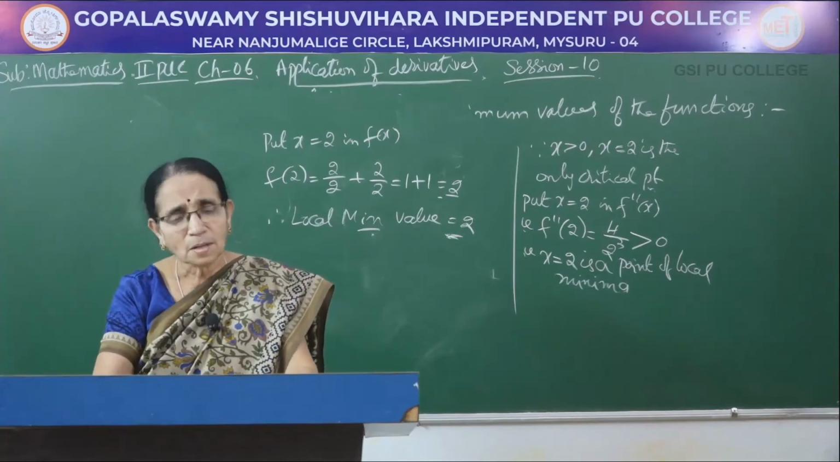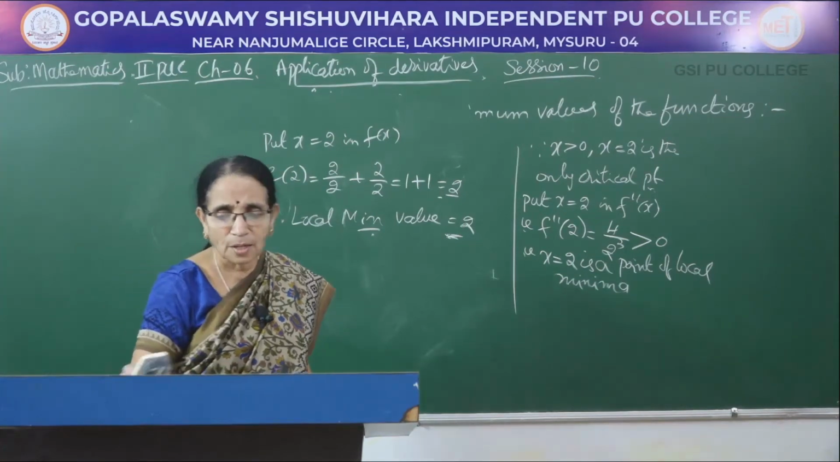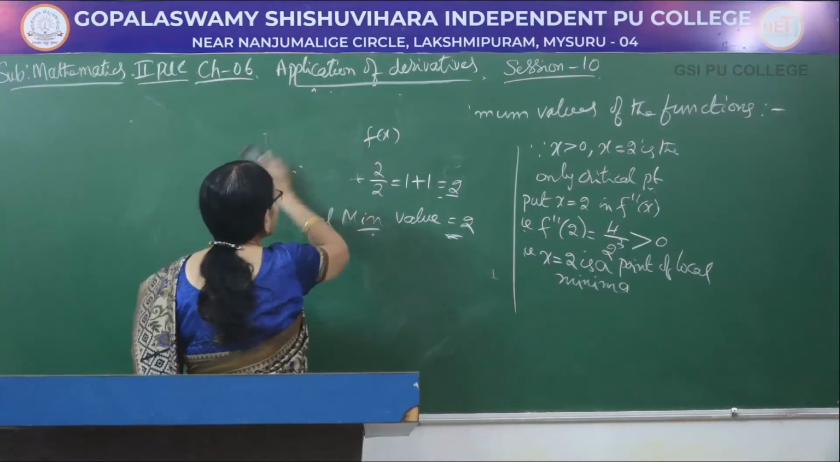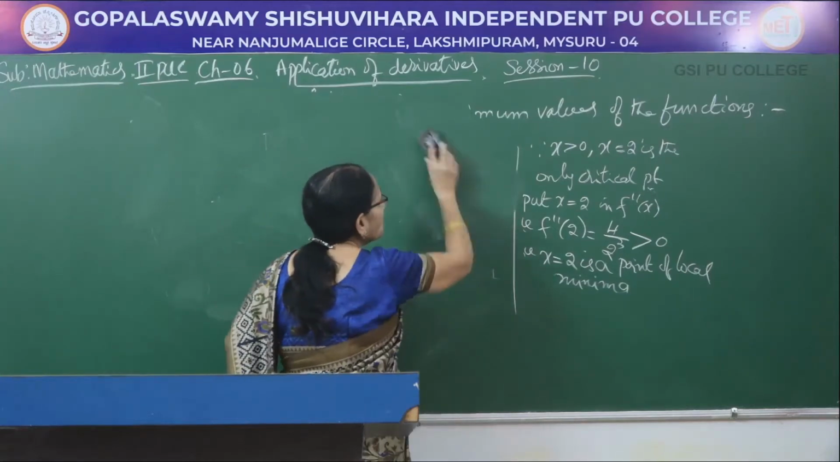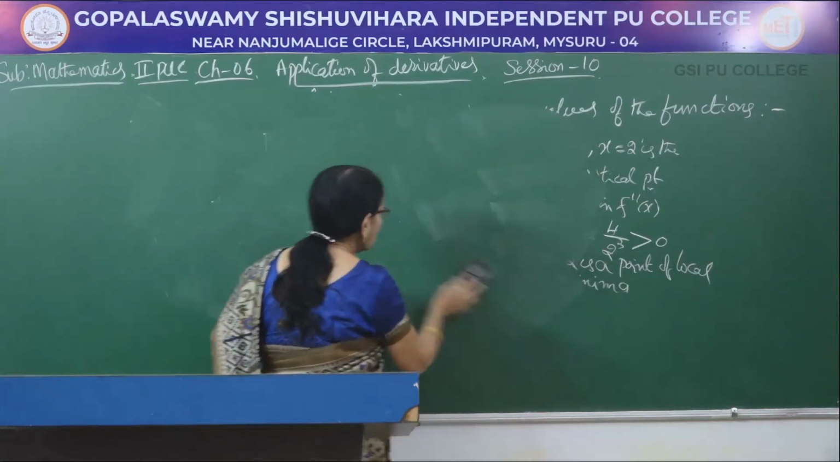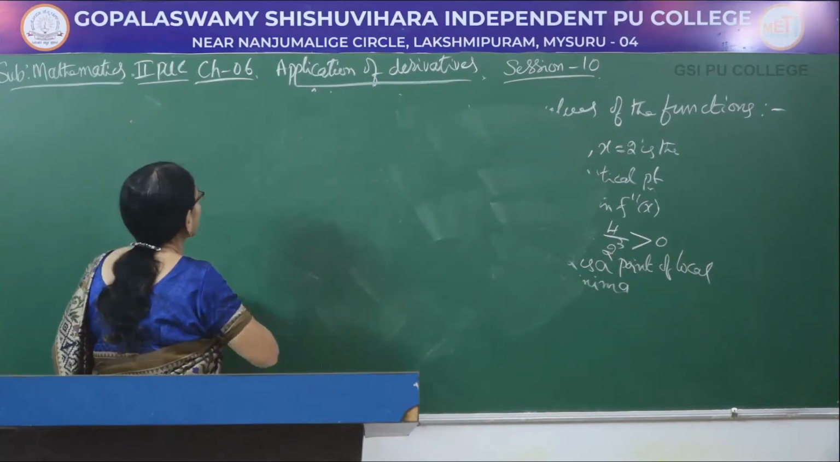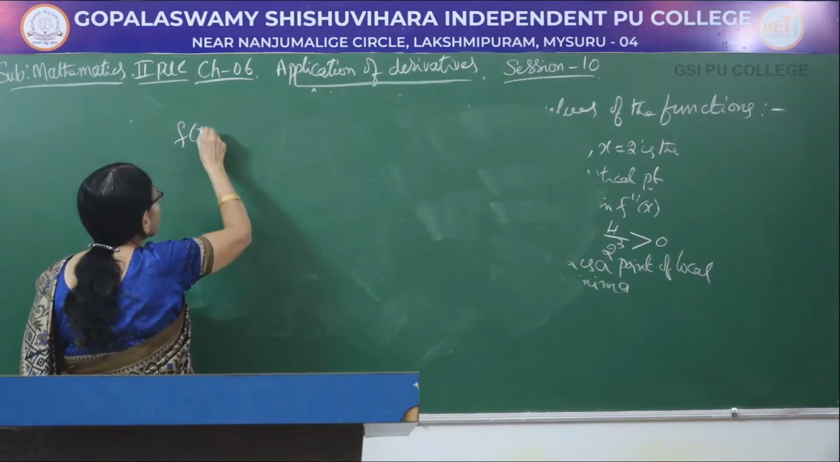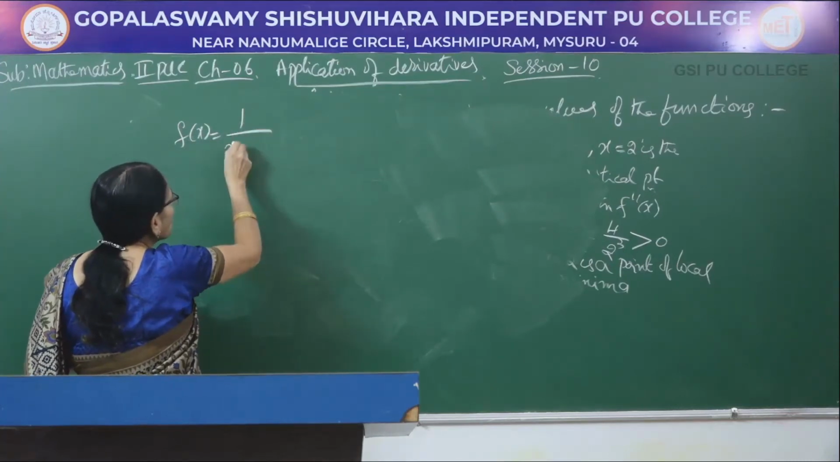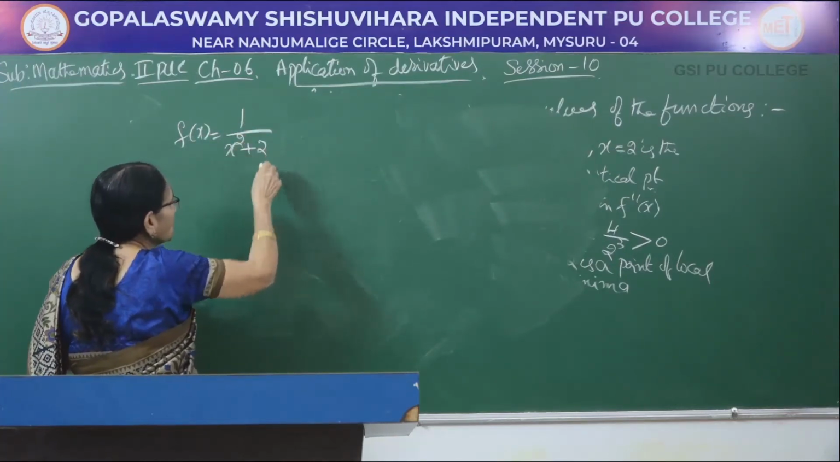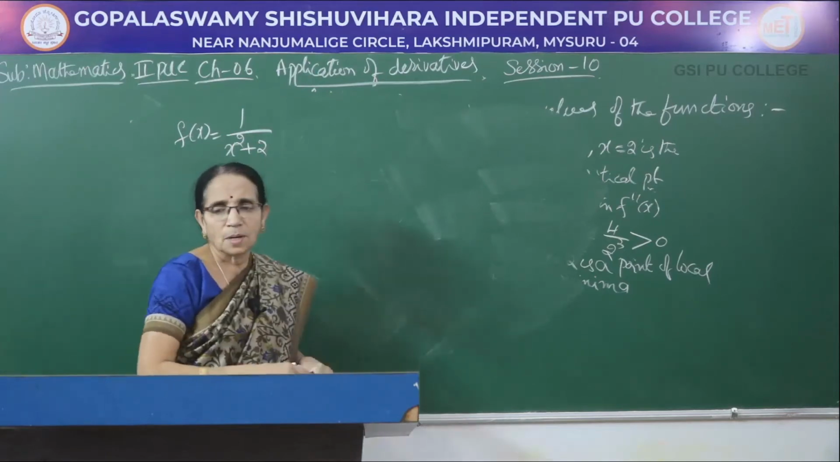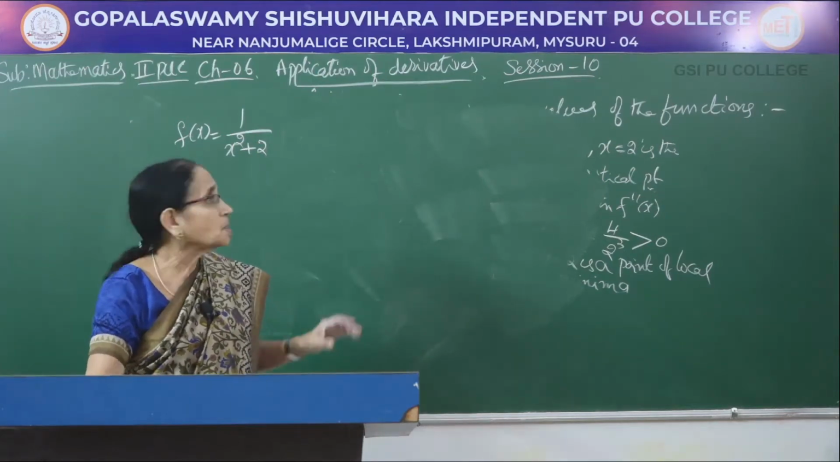Now, let me consider another function. Here, this function is having a term only in the denominator. So, we will be applying the different methods of differentiation and getting the result. f of x equal to 1 divided by x square plus 2. 1 divided by x square plus 2. So, this is the function.